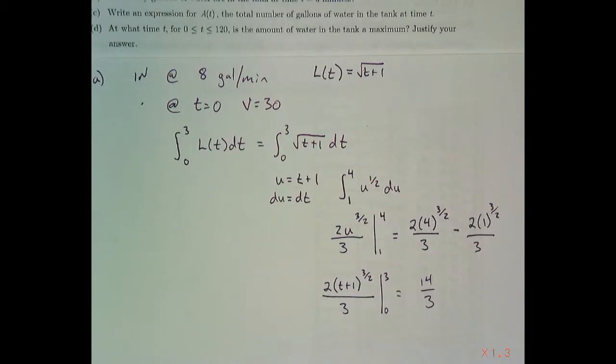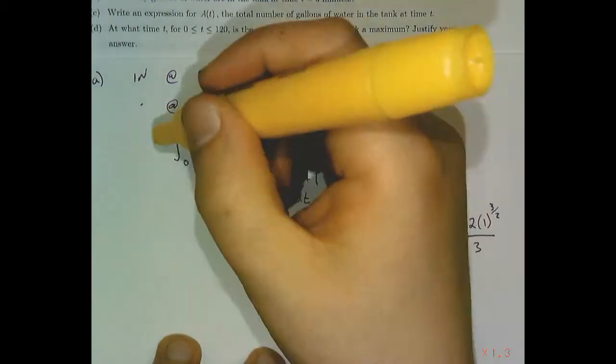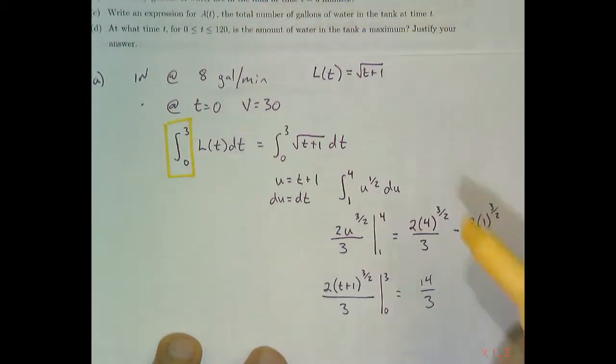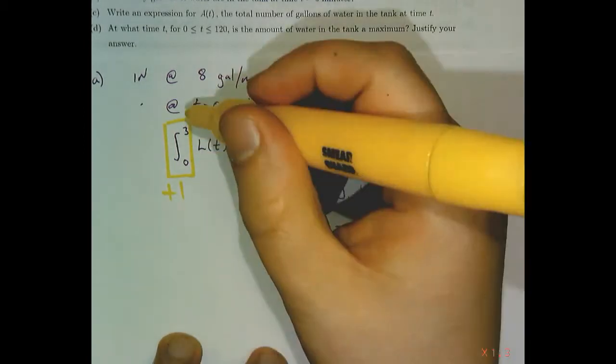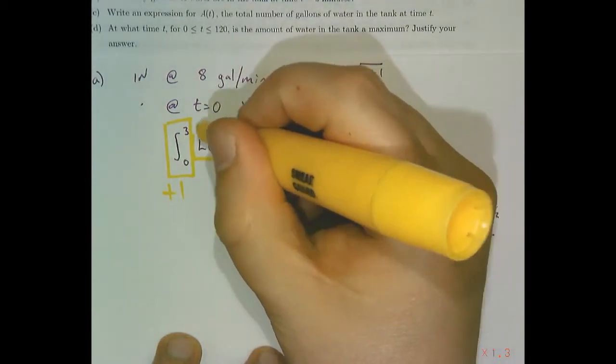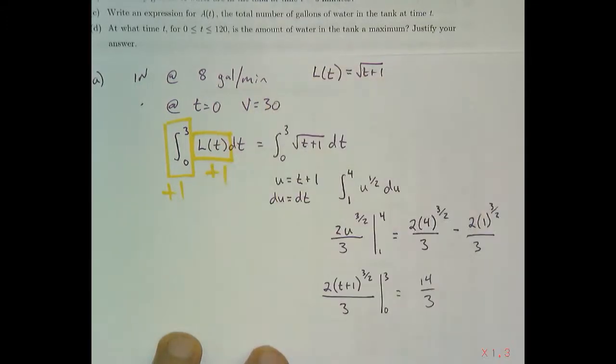Part A is worth 3 points. You get 1 point for putting the correct limits on your integral, so if you knew that you needed to integrate from 0 to 3. You get 1 point if you knew that you were integrating the leak function, and then you get 1 point if you were able to arrive at the answer in either a simplified or non-simplified form.